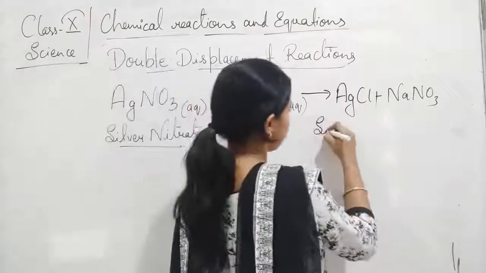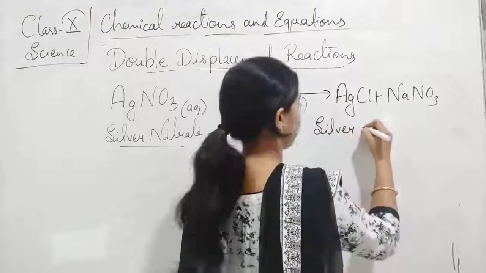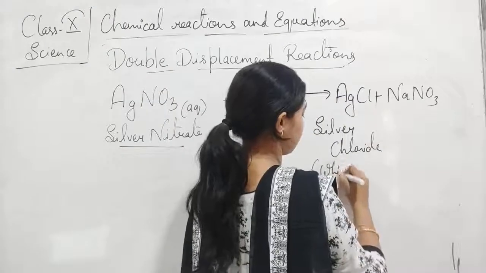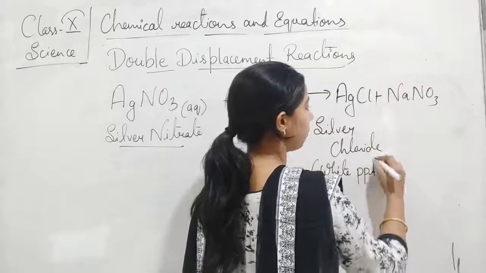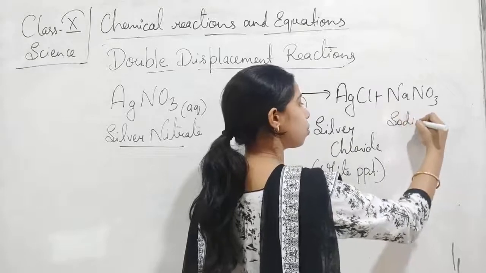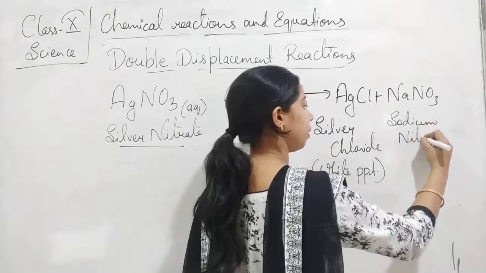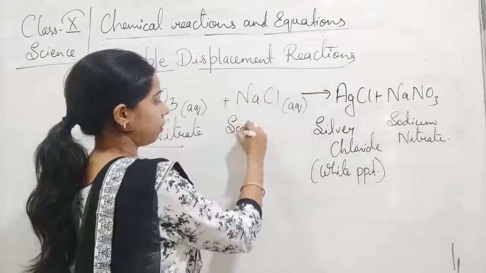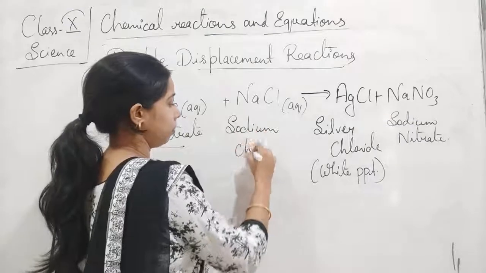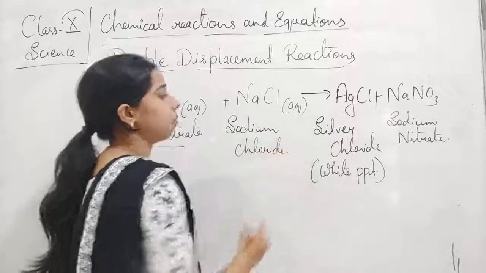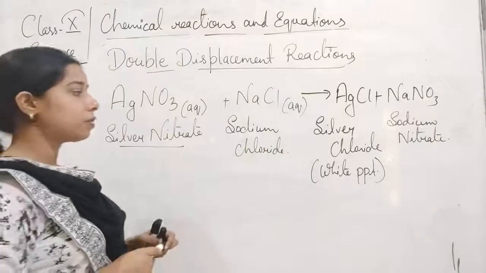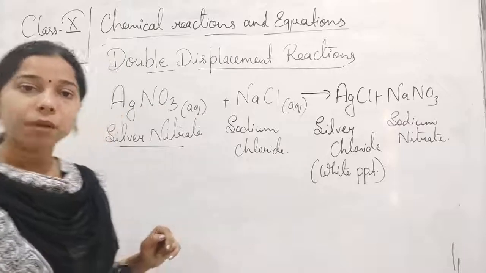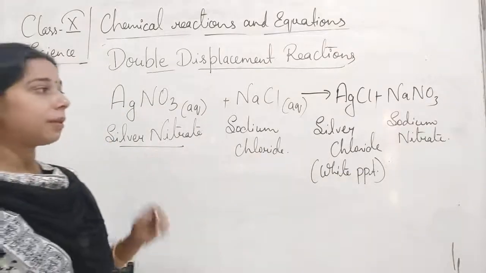So this is silver chloride, and this is, students, a white precipitate. It is in the form of a white PPT, and this is sodium nitrate. Sodium chloride, silver chloride, sodium nitrate, and here it is silver nitrate, students. Okay, so this is an example of a double displacement reaction.